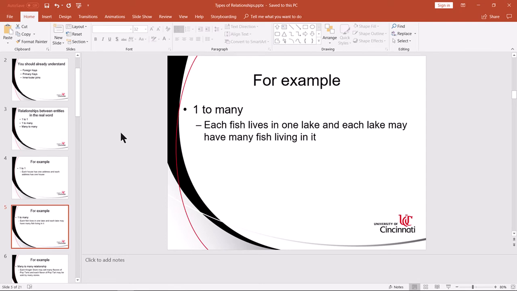The one-to-many relationship might be with fish and lakes. If you have a given fish, it will live in only one lake. We'll assume that it doesn't jump from lake to lake or swim up a river to another lake. And that lake may have many fish. We'll assume that that lake doesn't have just one fish. That's a good example of a one-to-many relationship. One lake has many fish, and each fish has only one lake.